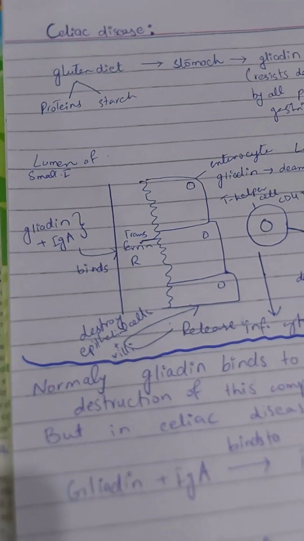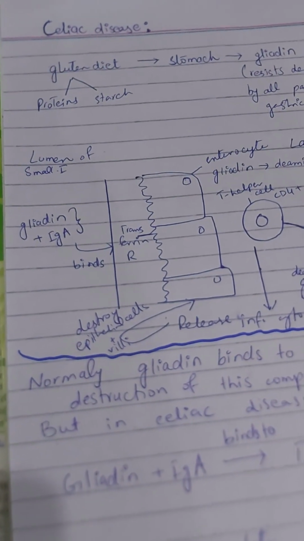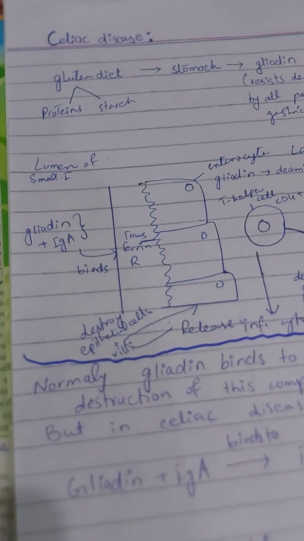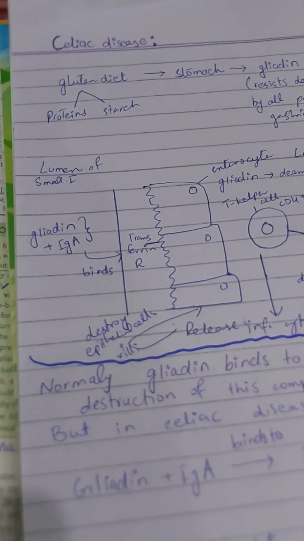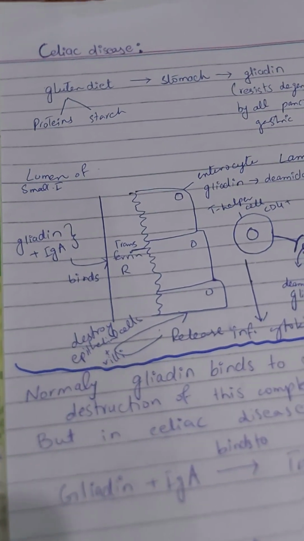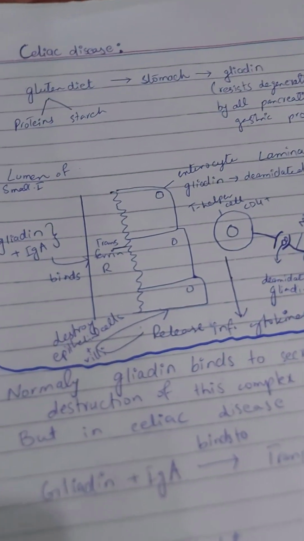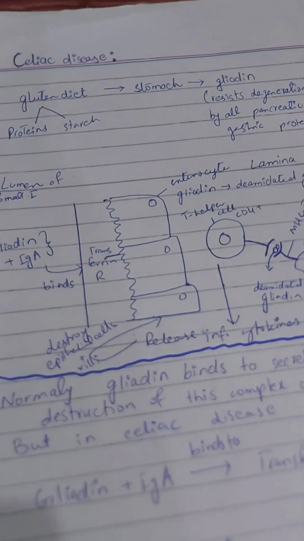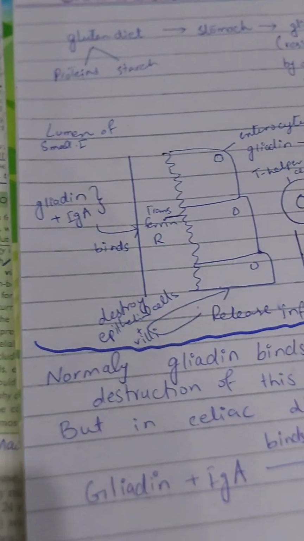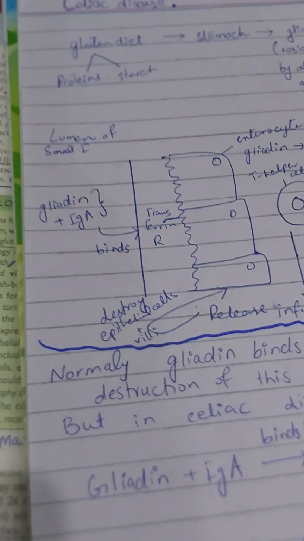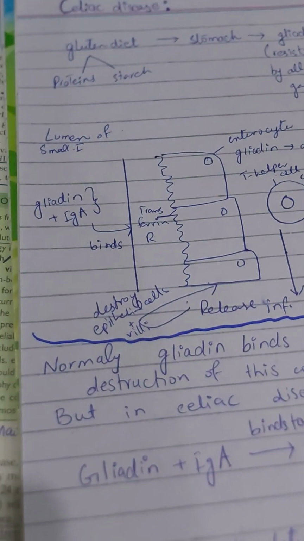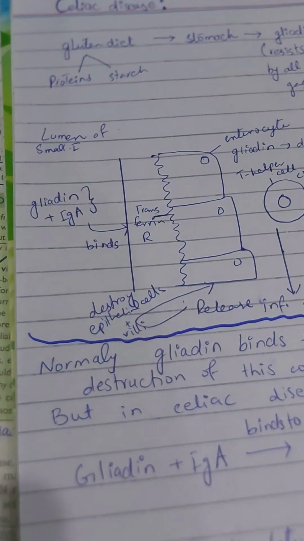What happens in patients of celiac disease? Gliadin enters through the small intestine. Now, gliadin is actually a protein, a 28 amino acid containing protein that originated from gluten. So it enters into the lumen of the small intestine, where it binds to the IgA. It forms the complex. It is not degraded or digested.